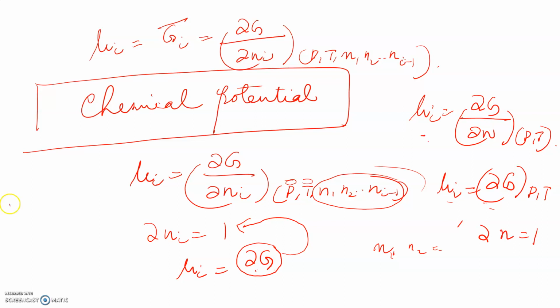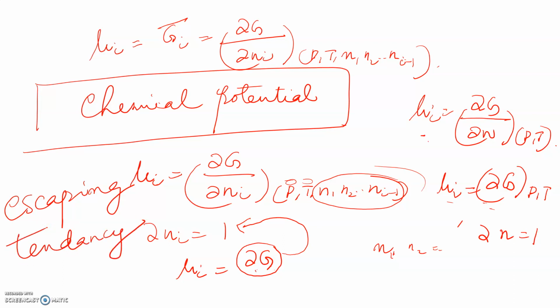It is also known as the escaping tendency. Chemical potential is also known as the escaping tendency of the system. Okay, now we have seen what chemical potential is. Now we will see what happens to the chemical potential with temperature and pressure.